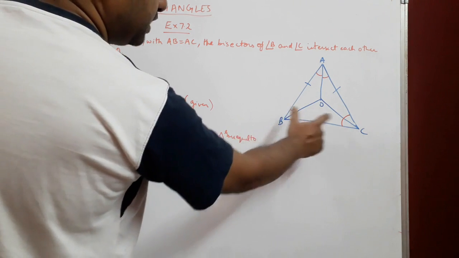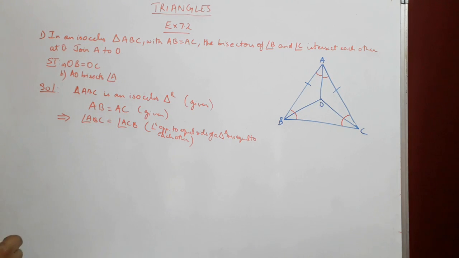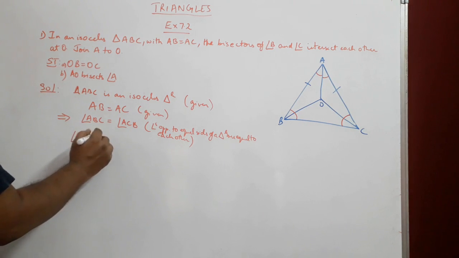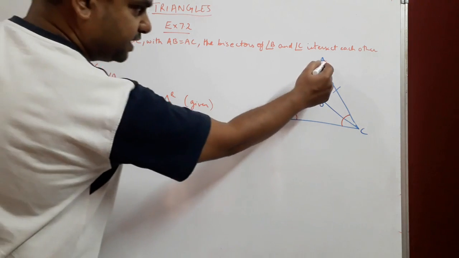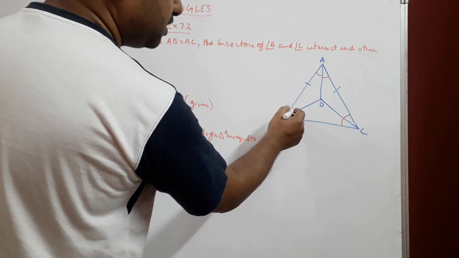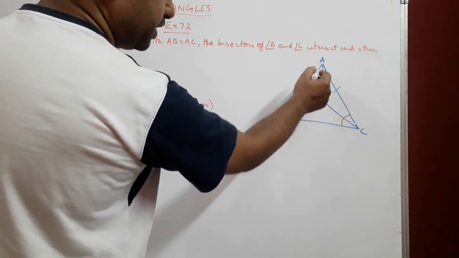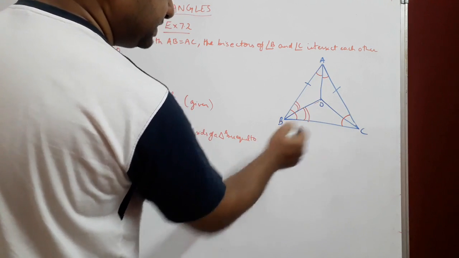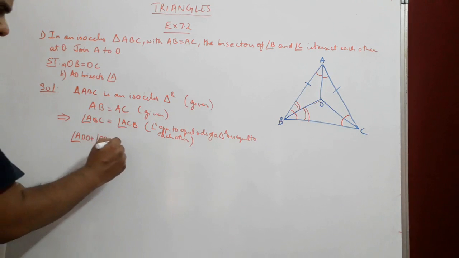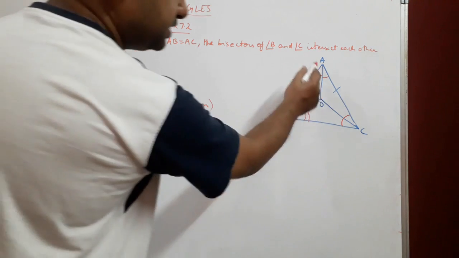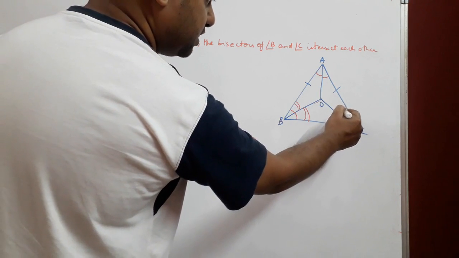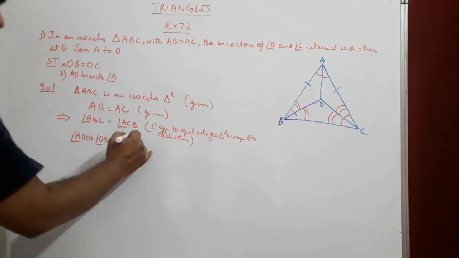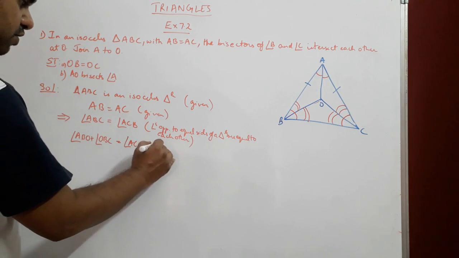Now that we know that these two angles are equal to each other, what does angle ABC consist of? Angle ABC can be broken down further as angle ABO plus angle OBC. This full angle ABC is a total of these two angles. Similarly, angle ACB can be written as the sum of angle ACO and angle OCB.